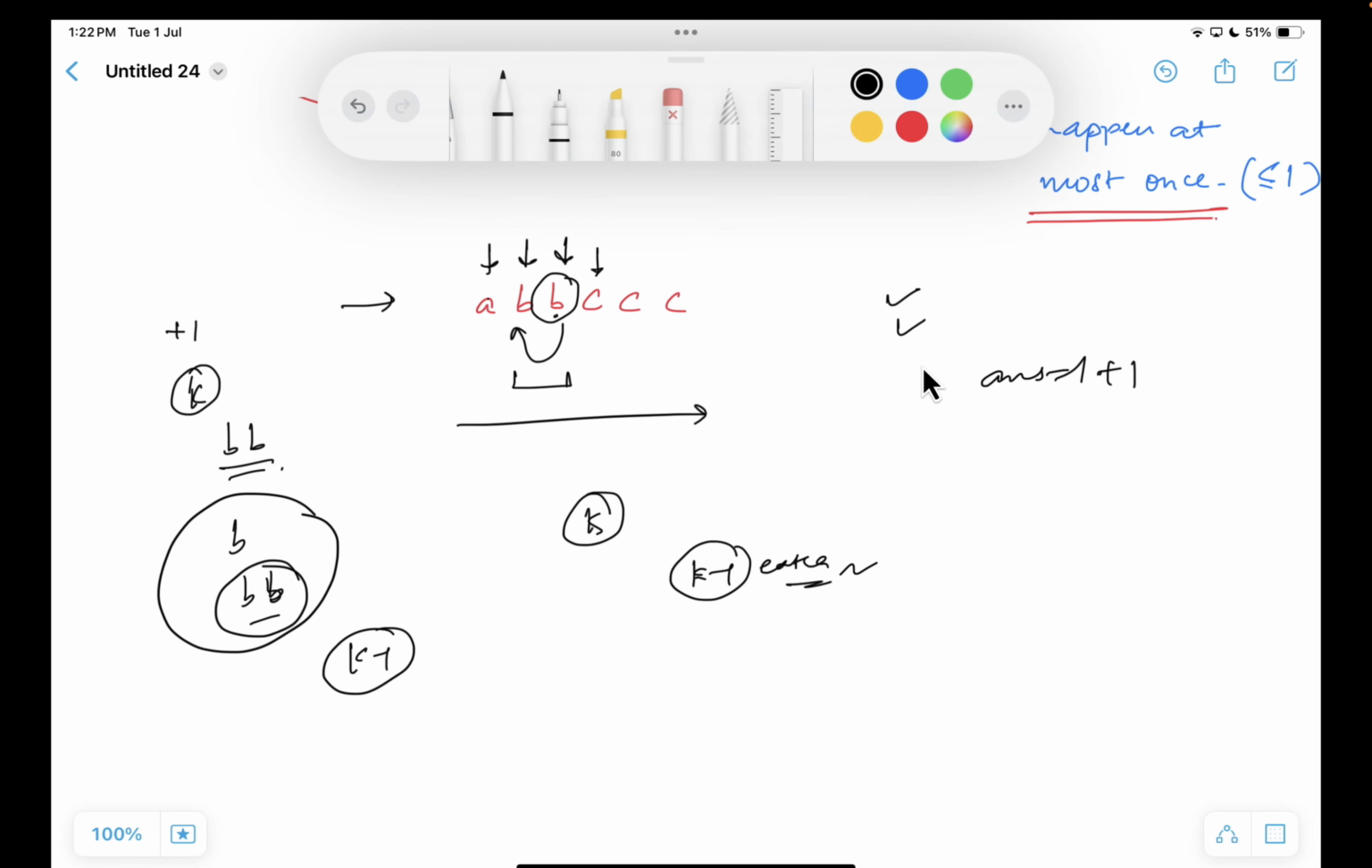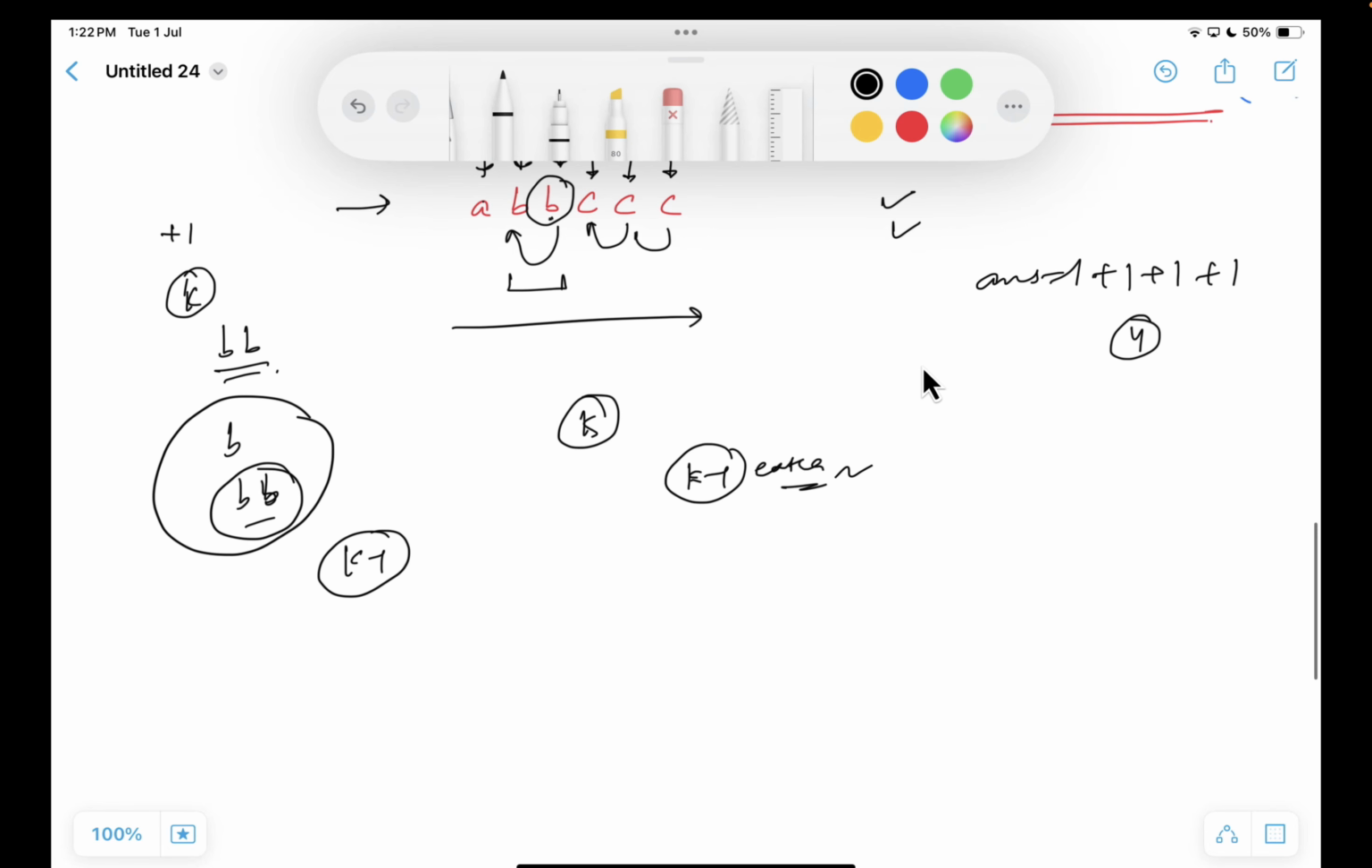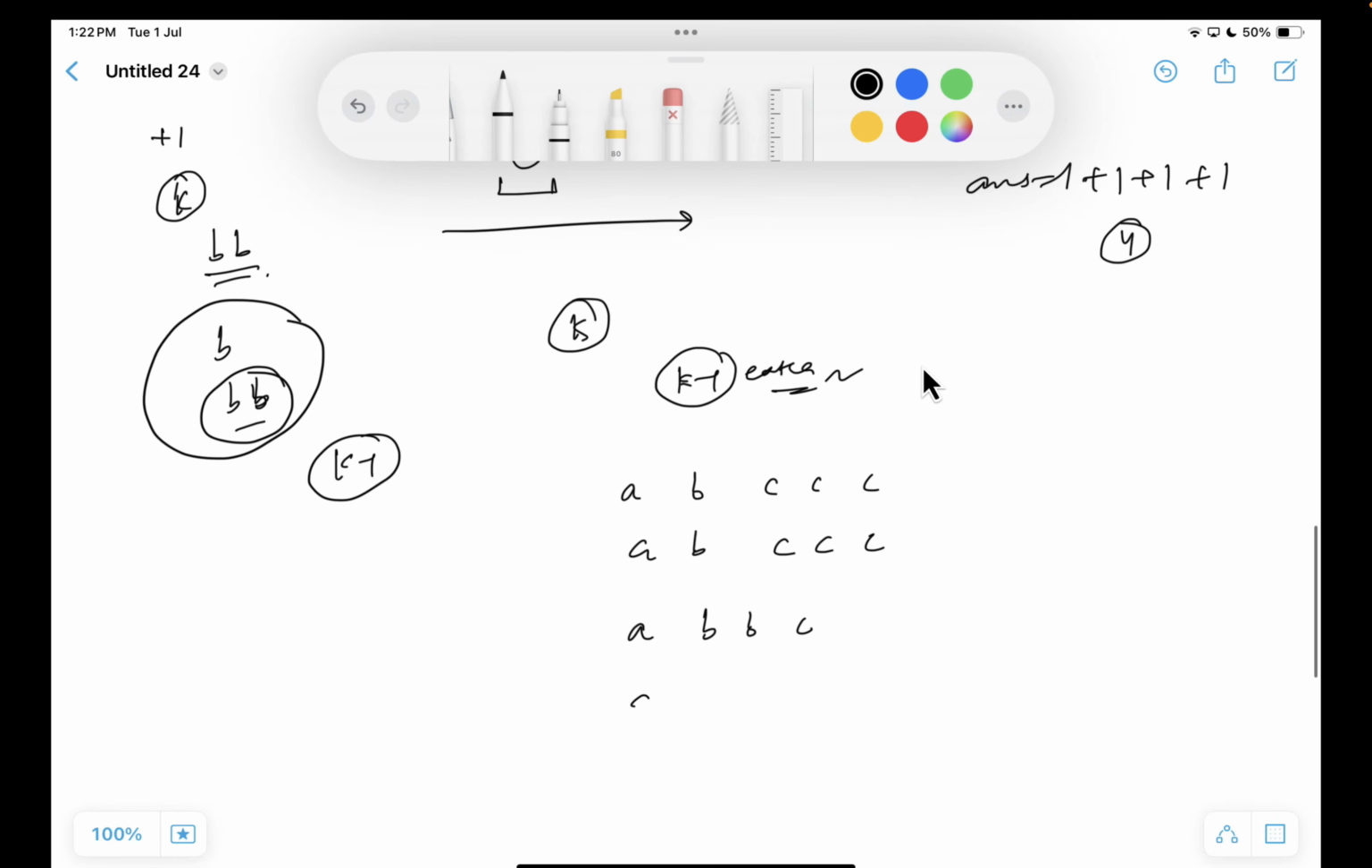Coming to C, okay. Coming to this C, same as the previous one. Capture extra 1. Same as the previous one. Capture extra 1. So 4 possibilities are there. And what are those possibilities? A, B, C. And A, B, B, C. A, B, B, C, C. A, B, B, C, C, C.